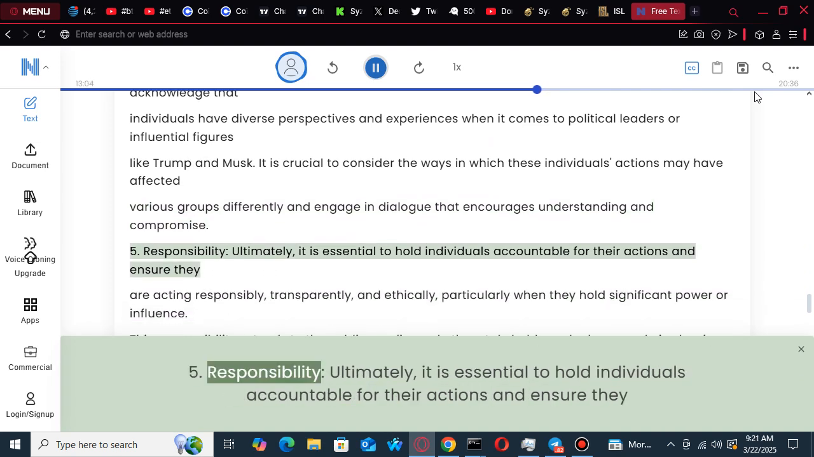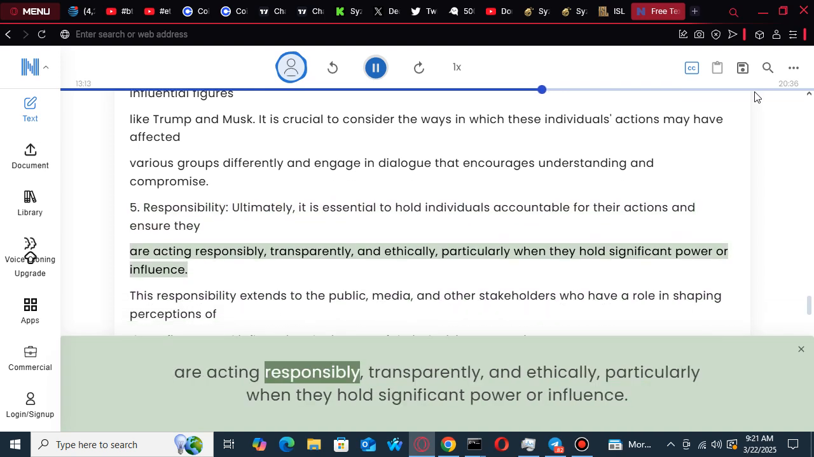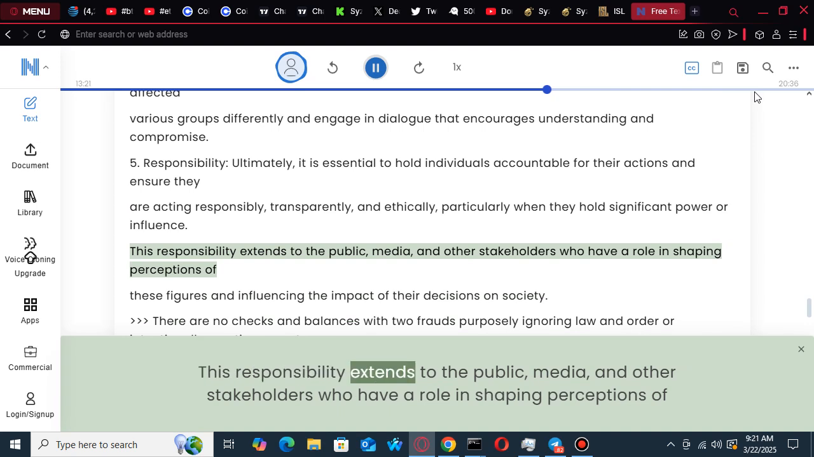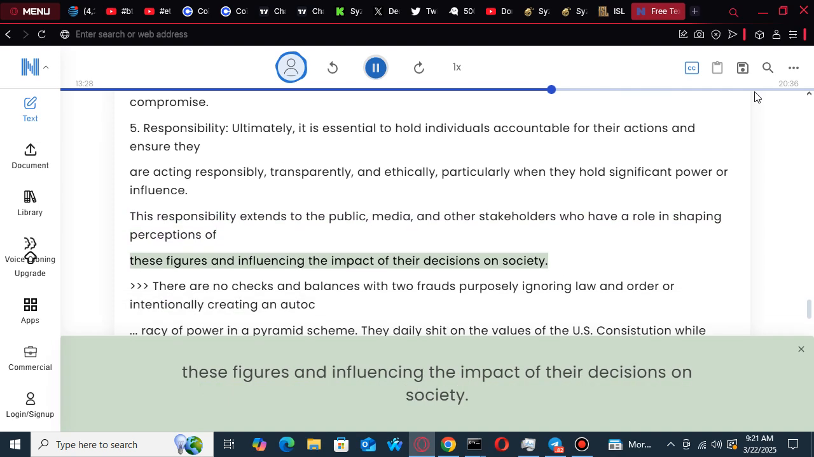5. Responsibility. Ultimately, it is essential to hold individuals accountable for their actions and ensure they are acting responsibly, transparently, and ethically, particularly when they hold significant power or influence. This responsibility extends to the public, media, and other stakeholders who have a role in shaping perceptions of these figures and influencing the impact of their decisions on society.